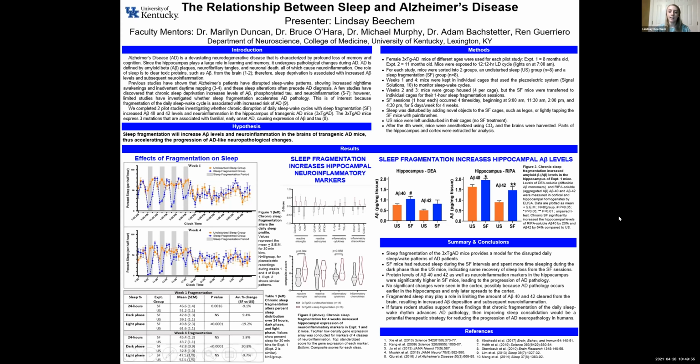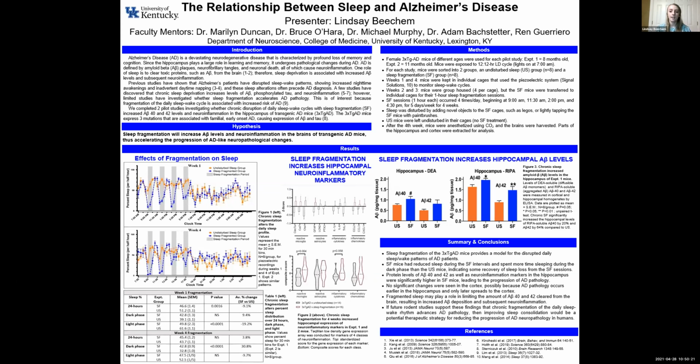So we looked at 2 different forms of amyloid beta, both amyloid beta 40 and 42. 42 has 2 extra amino acids, so it's a little bit longer and can aggregate more easily, making it the more neurotoxic form. We also used 2 different buffers to extract the amyloid beta, both DEA and RIPA. DEA extracts more of the amyloid beta monomers, while RIPA extracts more of that aggregated amyloid beta that's a little more dangerous.